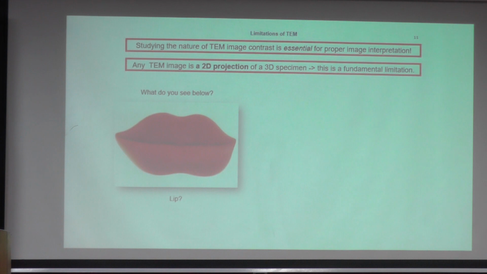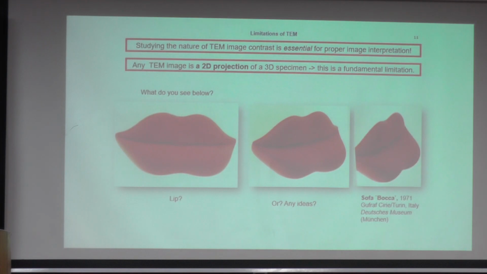Now, if we look at this object from another projection, like rotate it a little bit, maybe we see it is still some lips, maybe the mouth a little bit open. But now, if we look from another projection, we can see this is a sofa. I took it in the Deutsches Museum in Munich, and this is a really nice example that in TEM we have 2D projections of 3D objects, and this is a fundamental limitation of TEM. So you should think about this and take care of this.